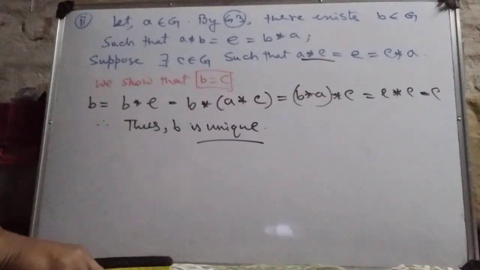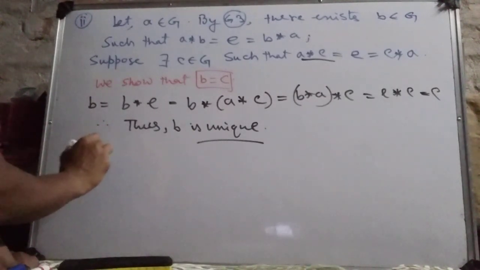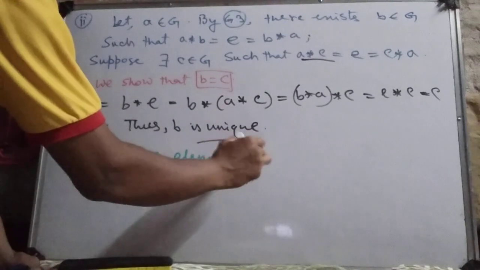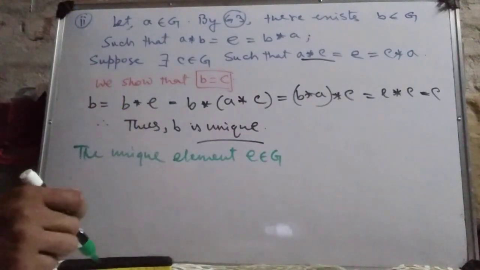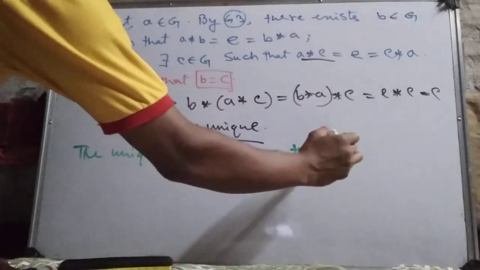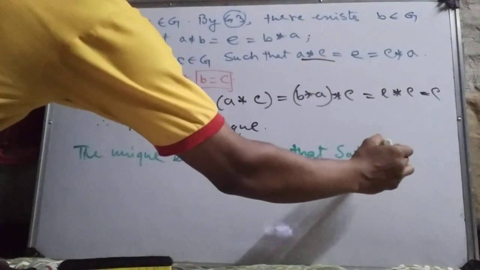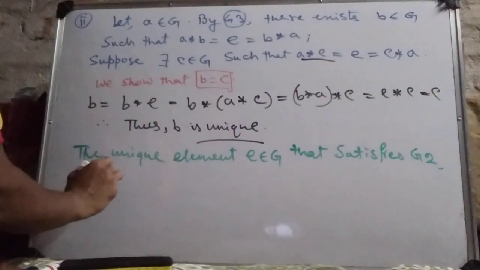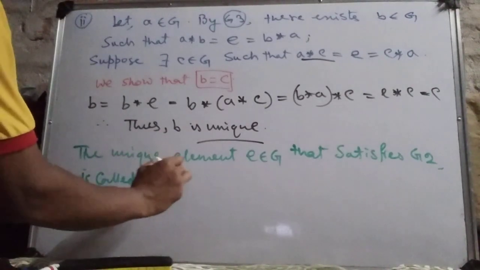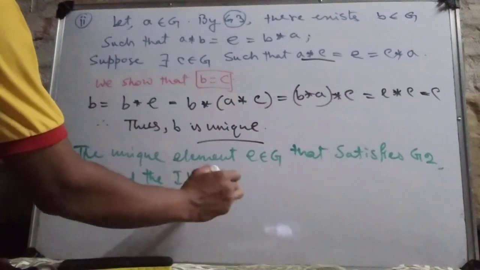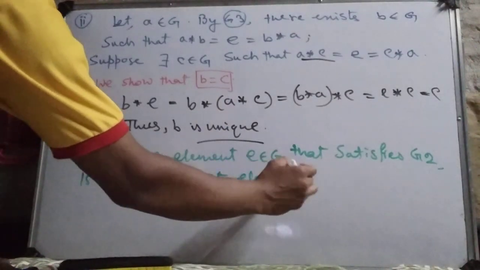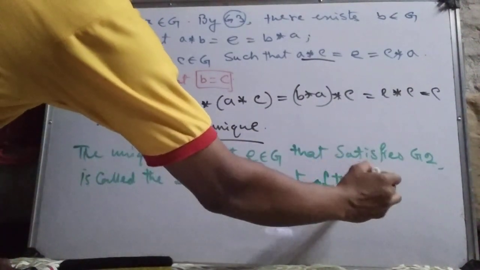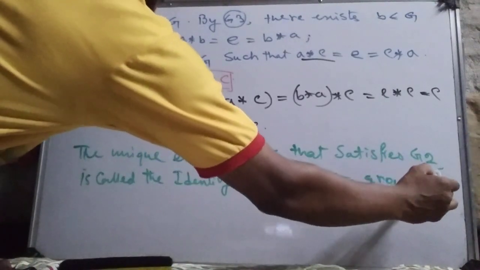So we write it in this way: the unique element E belongs to G that satisfies G2 is called the identity element of the group G star.